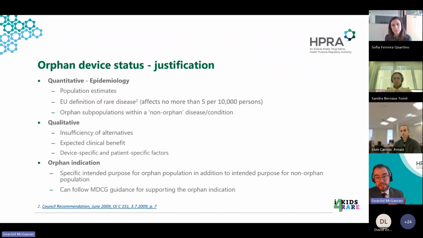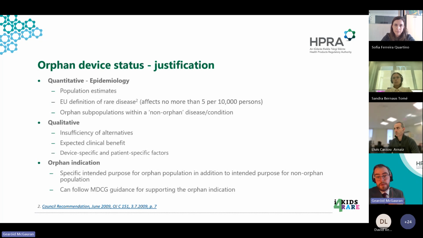So, if precise information about the annual incidence of a disease is unavailable, but it is expected that fewer than 12,000 patients will use the device per year, and you can show that the condition meets the EU definition of a rare disease, i.e., a prevalence of less than 5 per 10,000, this might be sufficient for justifying the quantitative criterion. We've deliberately tried to be a little bit flexible and pragmatic about that because we appreciate how hard it can be to justify that sometimes.